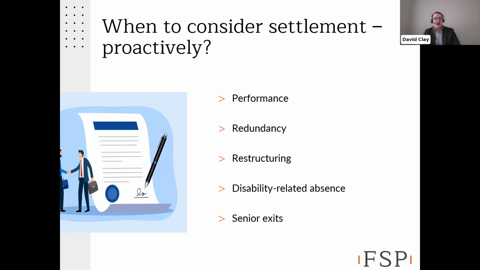I've put disability-related absence as the next one, but really any kind of long-term sickness absence. It can be worth thinking about whether settlement is a good alternative. The classic first step when you've got somebody off sick for an extended period of time would be to try and seek some independent medical evidence. So typically GP report or occupational health report. But as some of you may have experience with, those reports are not always the most helpful. They can sometimes be drafted in quite vague, high-level terms.